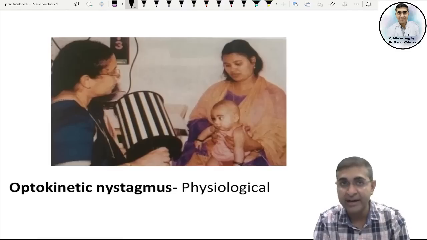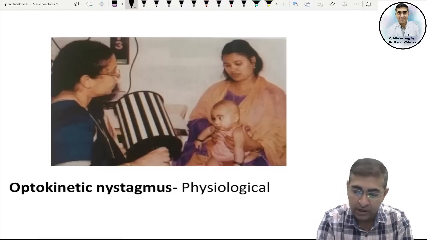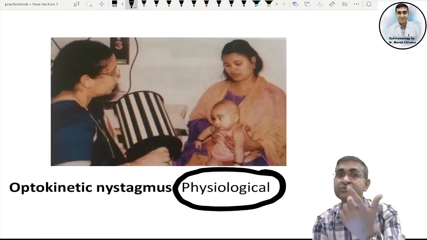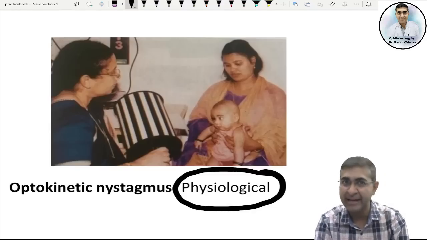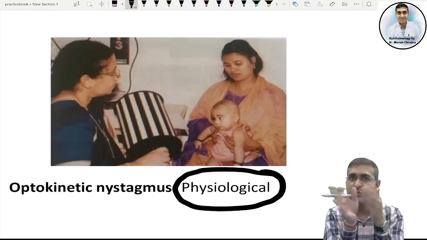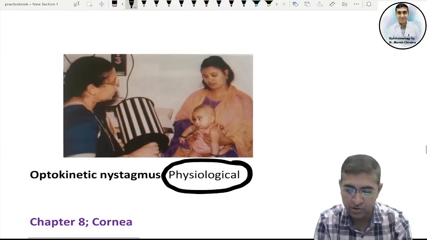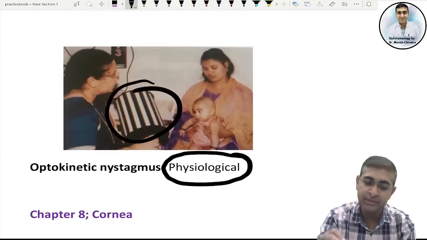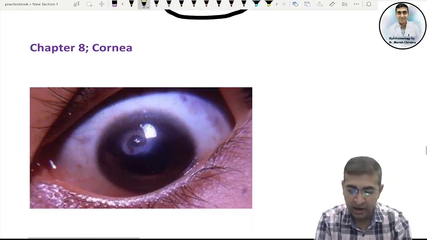Now next, what is this? This is optokinetic nystagmus, checking the physiological status of the eyes in terms of nystagmus. There are black and white drums, you rotate it, so there will be nystagmus of the eyes of the patient. Optokinetic nystagmus drum. This can be asked in an image based format.